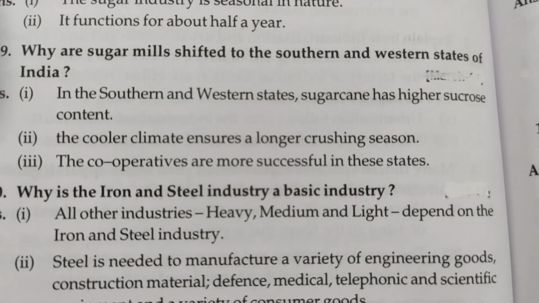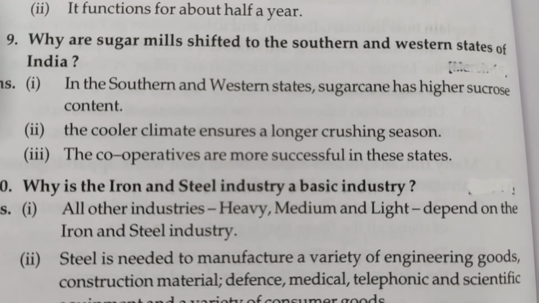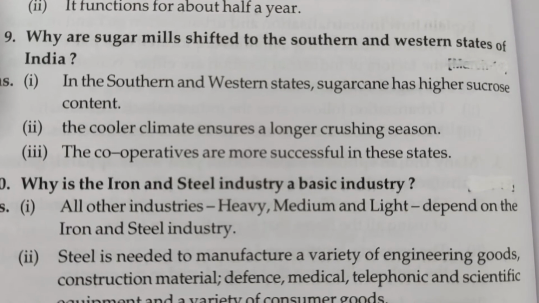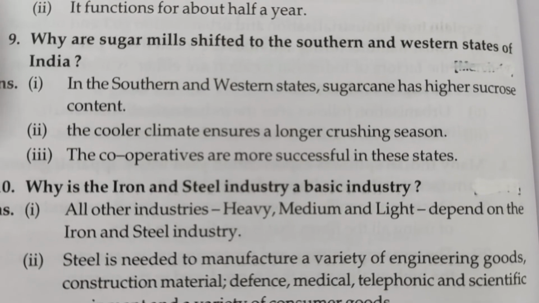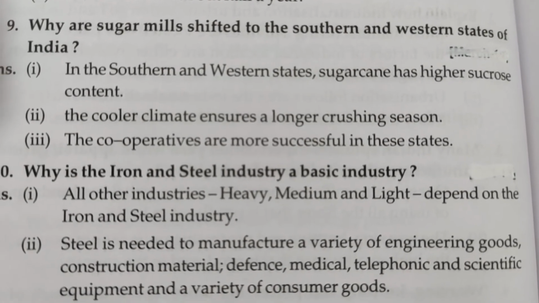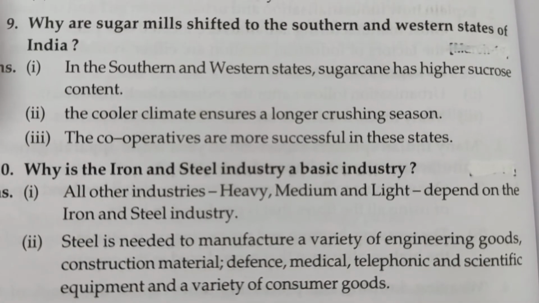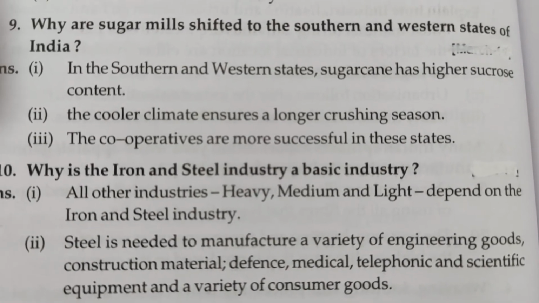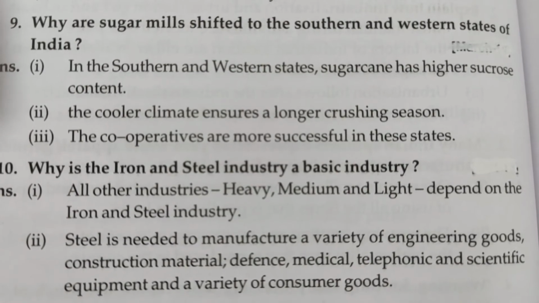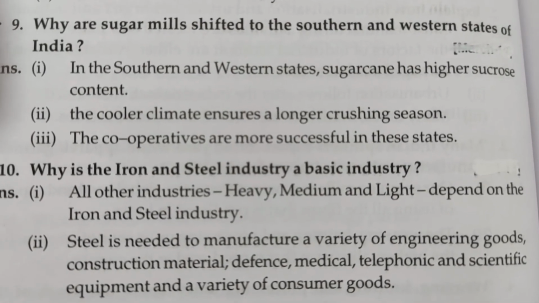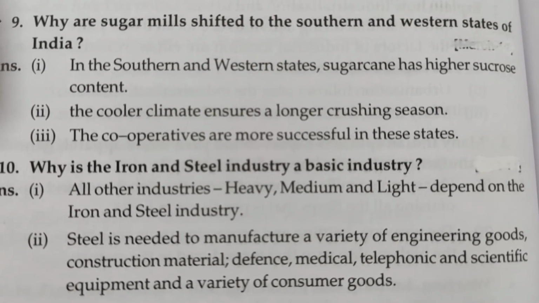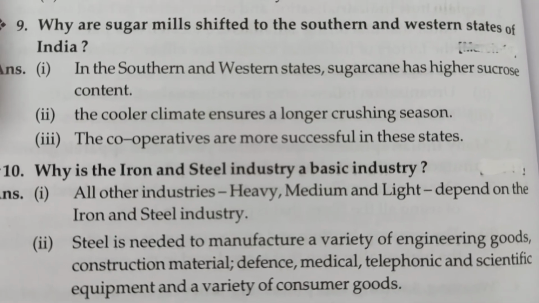Why is the iron and steel industry a basic industry? First, all other industries, heavy, medium and light, depend on the iron and steel industry. Second point is, steel is needed to manufacture a variety of engineering goods, construction material, defense, medical, telephonic and scientific equipment, and a variety of consumer goods.